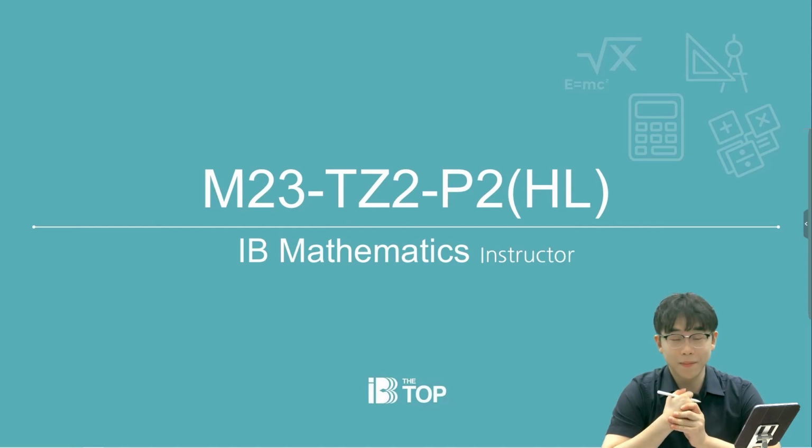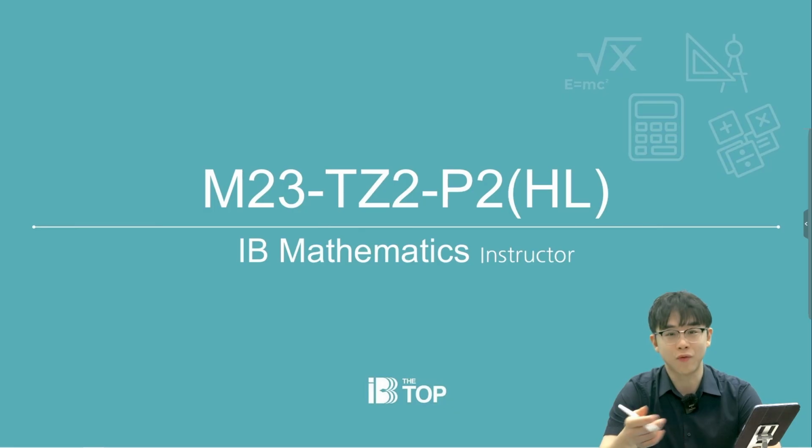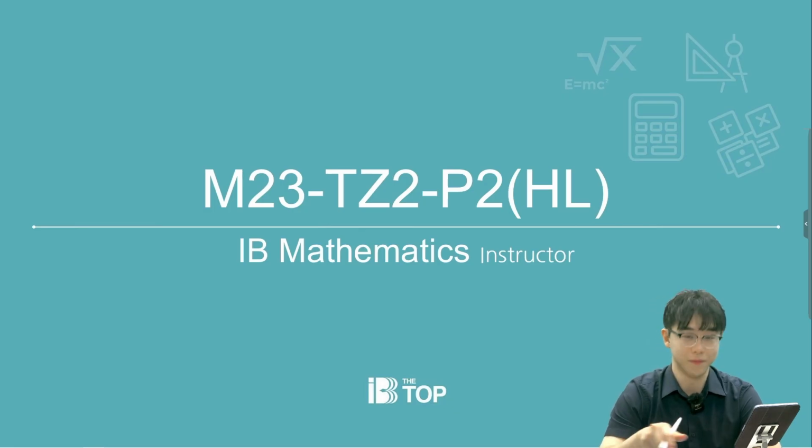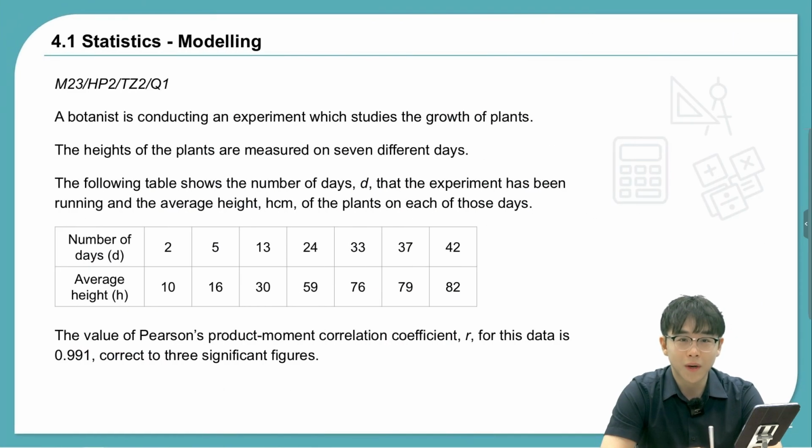So in this video, we're going to be doing the May 23 papers for Analysis and Approaches, paper 2, Timezone 2, higher level. So this is a calculator paper, so have your formula booklet and TI graphing calculator with you. So let's begin. Number one, we have a typical linear regression problem.